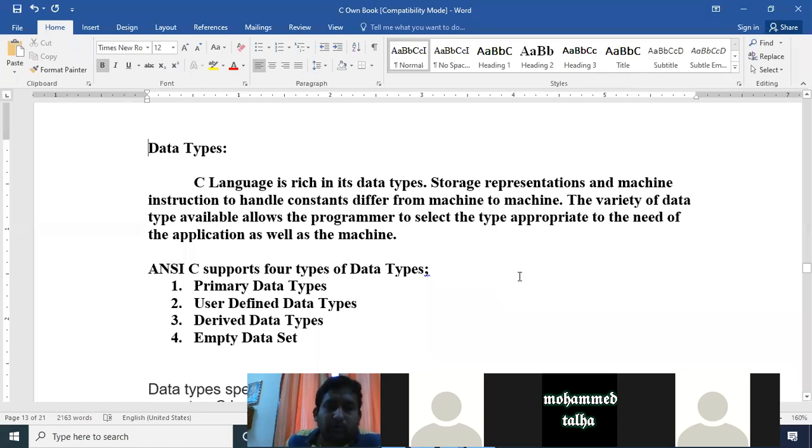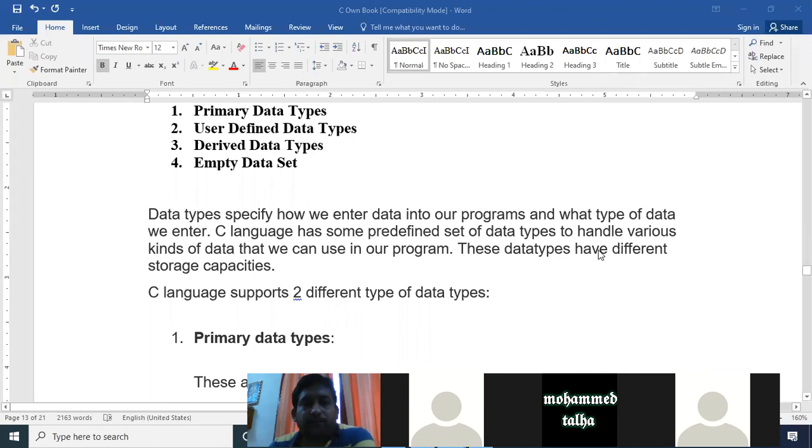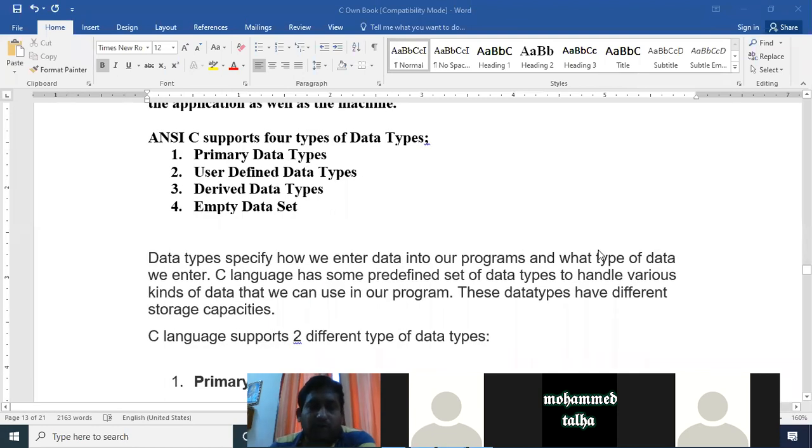So ANSI C supports four types of data types. First, primary data types. Second, user-defined data types. Third, derived data types. And fourth, empty data types. So these are the four types of data types which we have to learn.